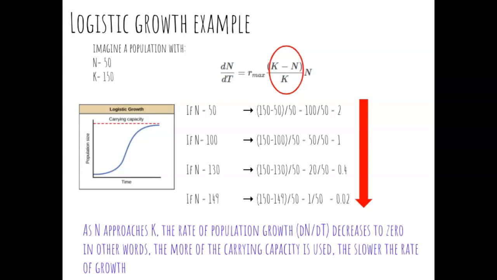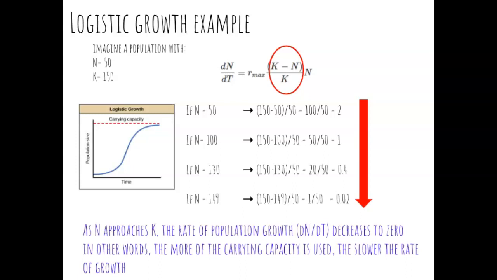If we have a population with 50 individuals and the carrying capacity is 150, if we do the equation and look at the math, when we have a carrying capacity of 150 and we only have 50 individuals, when we divide that, 150 minus 50 divided by 50, you get 2. So we have far more space in our carrying capacity left, and therefore we are adding more and more individuals to that population. So our rate of increase is still large.